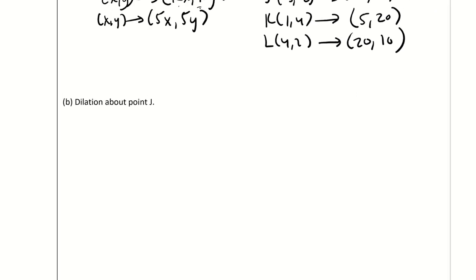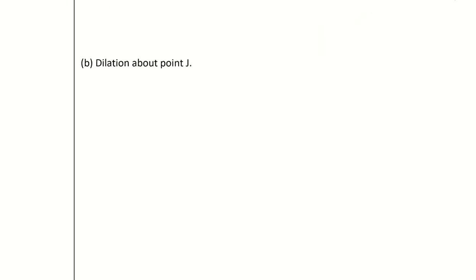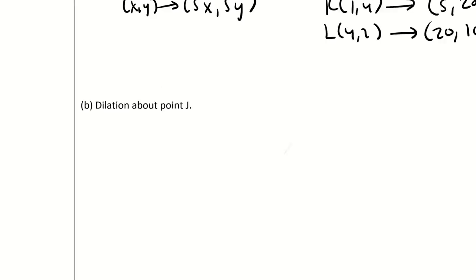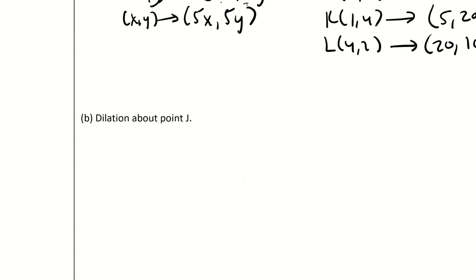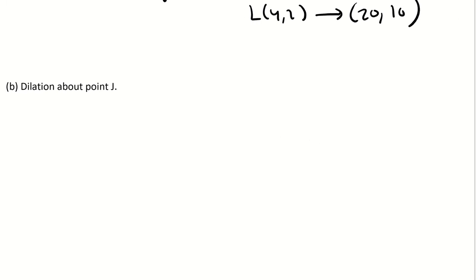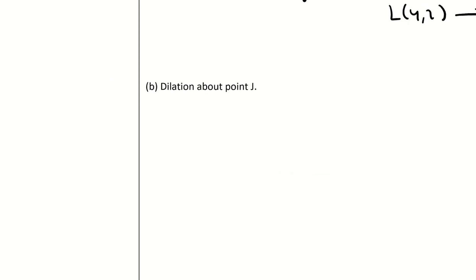Part B is the more complex one because you're dilating about point J instead of the origin. So there's no specific rule for that. I mean, there is a rule, but it's a bit complex to write down. So I will actually just show you the drawing for this. We're going to draw this out, okay?